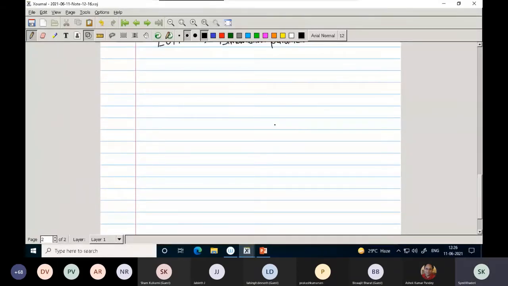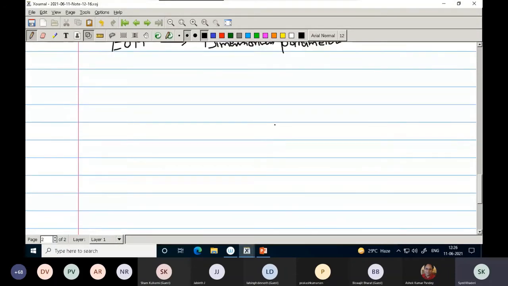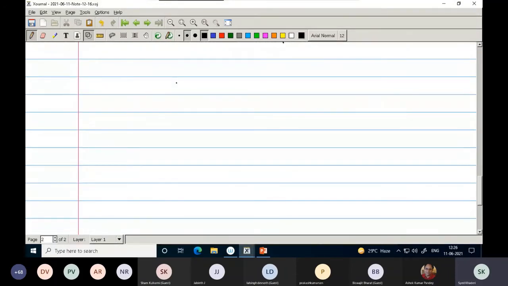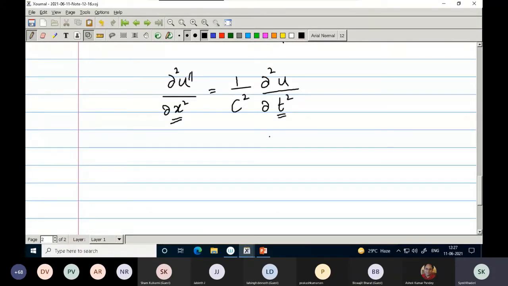So what we'll do is we'll start with the equation of motion. The equation of motion is d squared u by dx squared, I will say small x for now, is equal to 1 by c squared d squared u by dt squared. I remind you of this. So you have a length here, a length here, and a time here. Somehow we have to get rid of these dimensions.